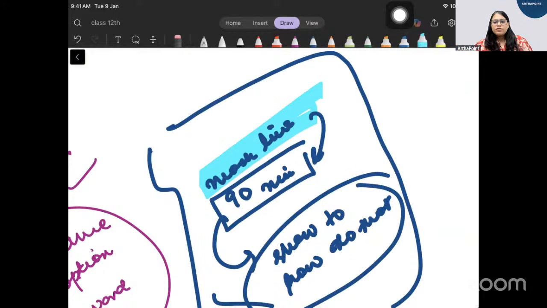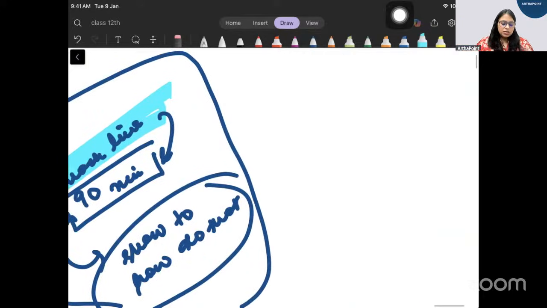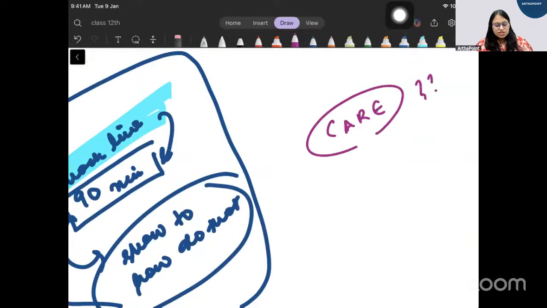Is UGC NET PYQ relevant for CUET, as both are slightly similar? So yes and no. Yes, because they are prepared by the same agency. No, because the syllabus differs. So for example, in UGC NET they will ask you about what is CARE. In UGC NET they will ask you about different educational policy. But in CUET, they will never ask you that. So the syllabus differs. But yes, if I extract only micro from UGC NET, it may help you, or if I extract only macro, it may help you.